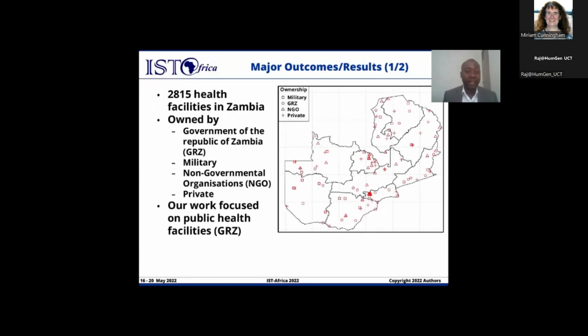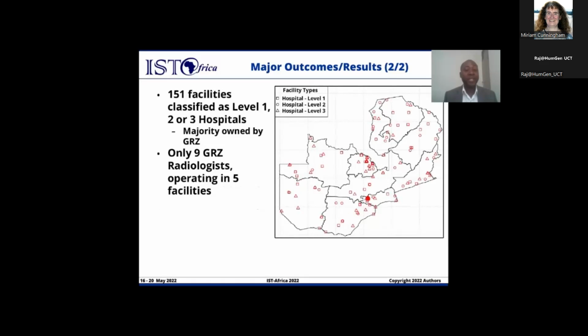We found out that there are 2,815 health facilities in Zambia, owned by the government, the defense forces, non-government organizations, and the private sector. But our work focused on the public health facilities in Zambia. Out of the 2,815 facilities, 151 are classified as hospitals under level 1, level 2, or level 3. And the majority of the hospitals are owned by the government and run through the Ministry of Health.